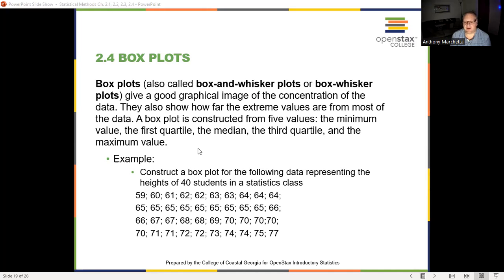Construct a box plot for the following data representing the heights of 40 students in a statistics class. So here we have them in a nice perfect order. If we took those numbers and tried to figure out what the quartiles would be, it would look kind of like this. First, I'd have to examine the median or quartile 2 using this number and this number. And they are the same number, but the average of those numbers is going to be, of course, 66.